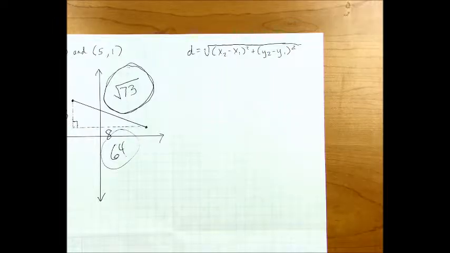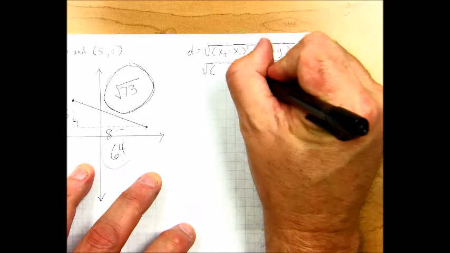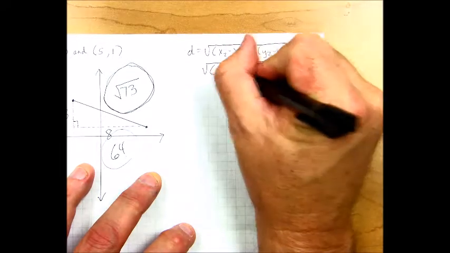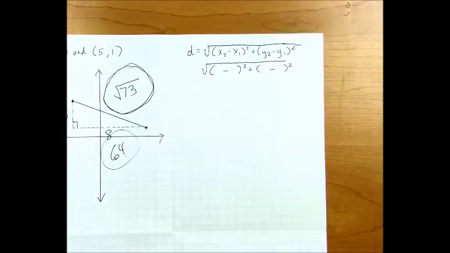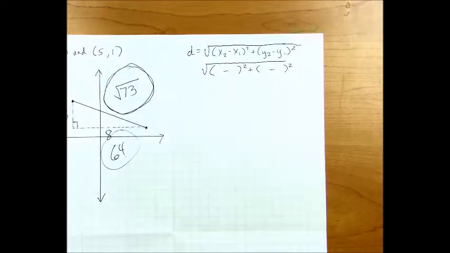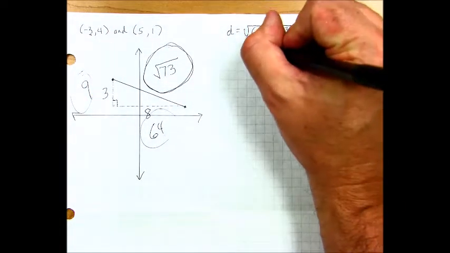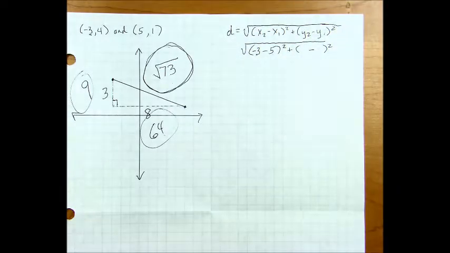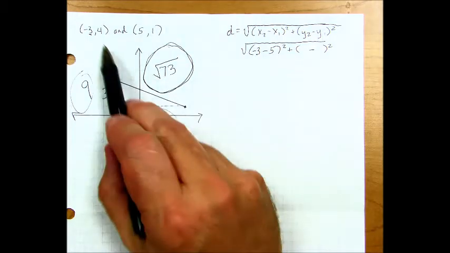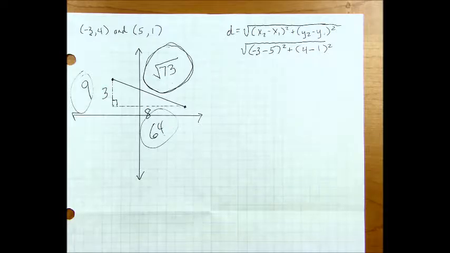Remember how we did skeletons for slope? There's your skeleton for distance, your template, whatever you want to call it. X numbers go there. Y numbers go there. So here we go. X numbers, -3 and 5. Y numbers, 4, 1. And then just do the math.